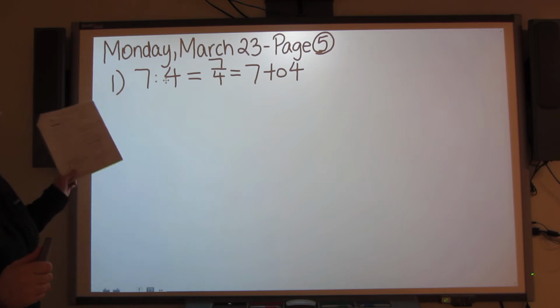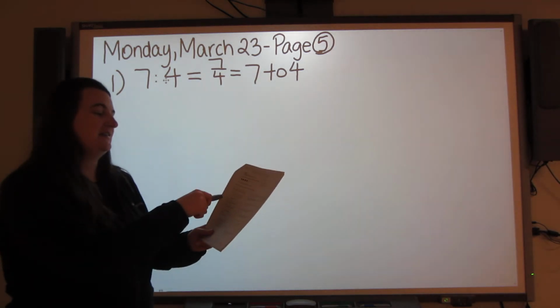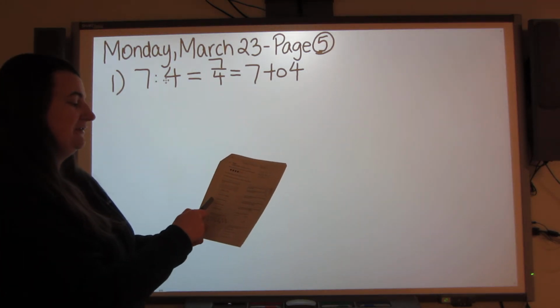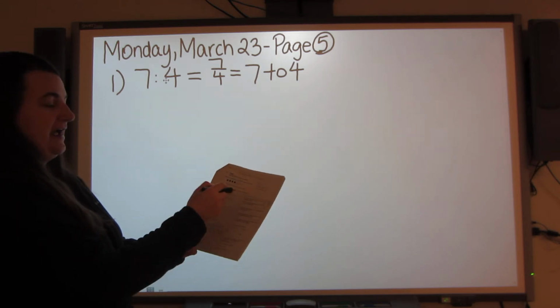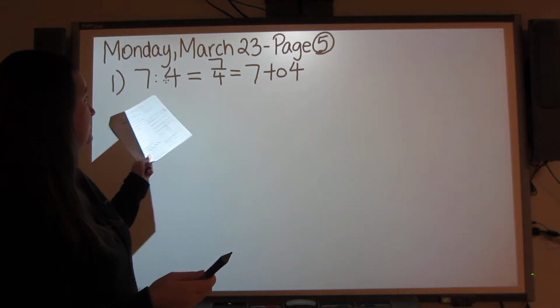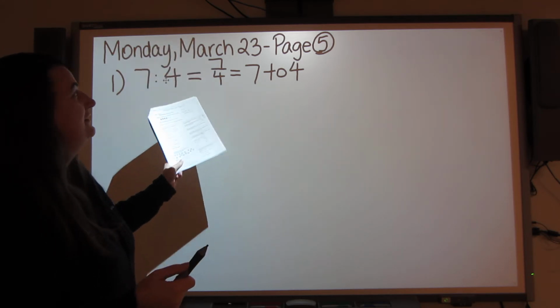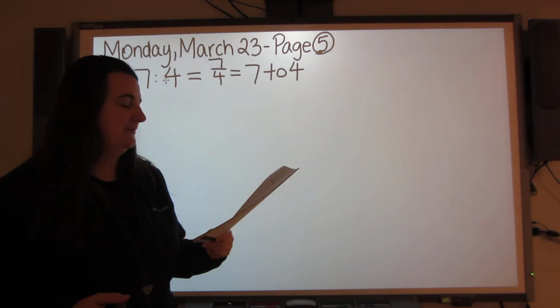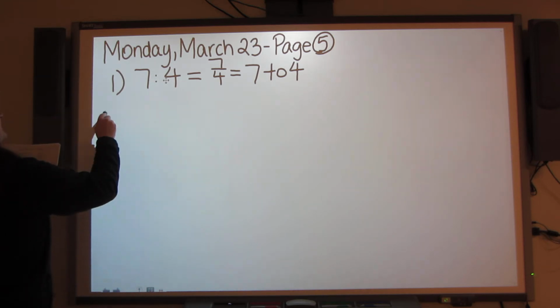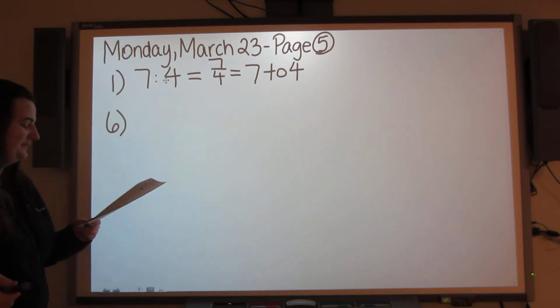So you need to do it this way for the next 4 questions. Number 2, 3, 4, and 5. You count how many of each shape. You write it as a ratio, and then you write it as a fraction, and then you write it in words.